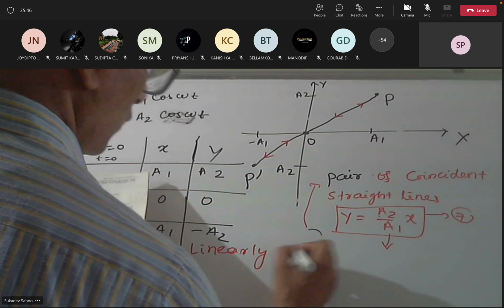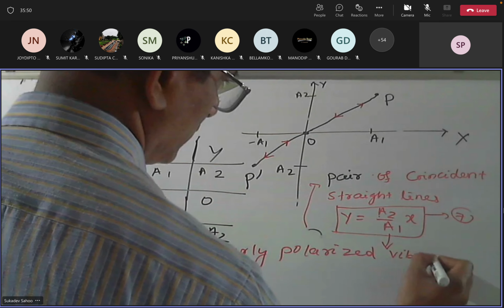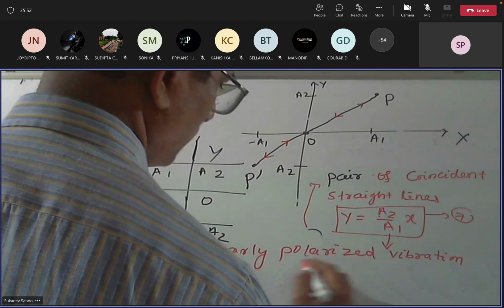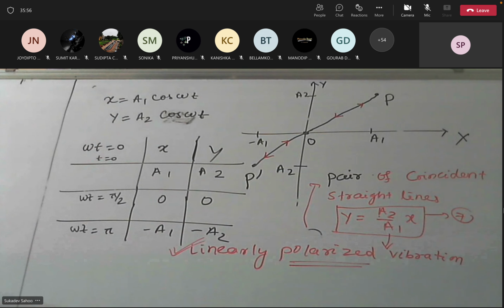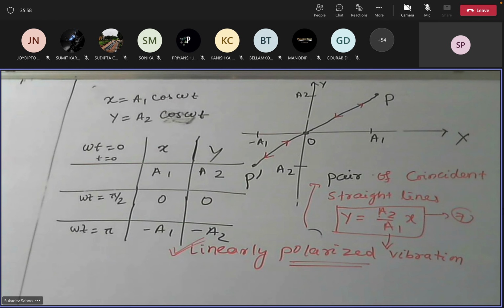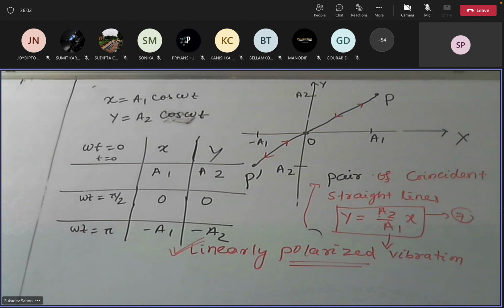linearly polarized vibration. In optics, I think you will read what is polarization, etc. After that, you will be clear what this is. So this type of vibration is known as linearly polarized vibration.